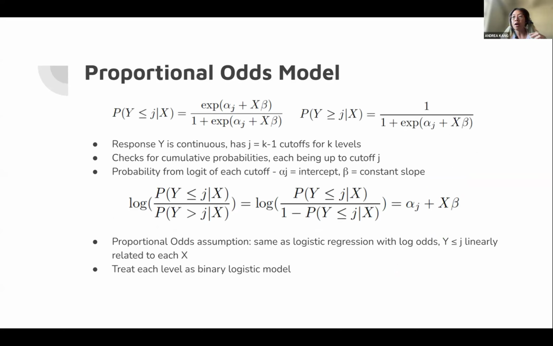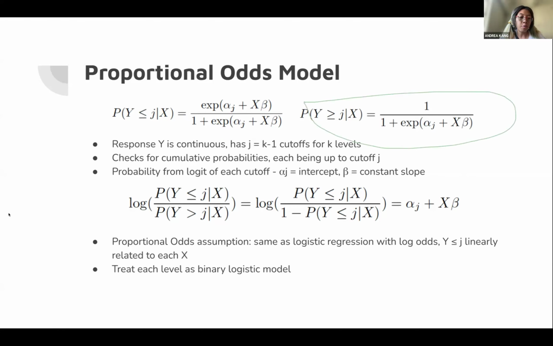One is where we want to see if there are k-1 cutoffs for k levels, and if y is less than or equal to cutoff j, then it would be represented as the top left over here. Another way to do so is if we want to focus on what is greater than or equal to the cutoff. That's when you can use the one on the right.